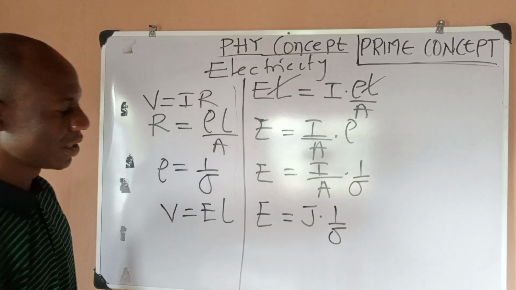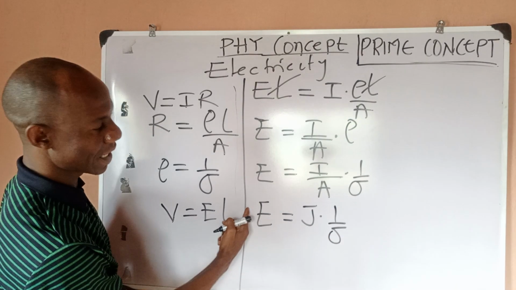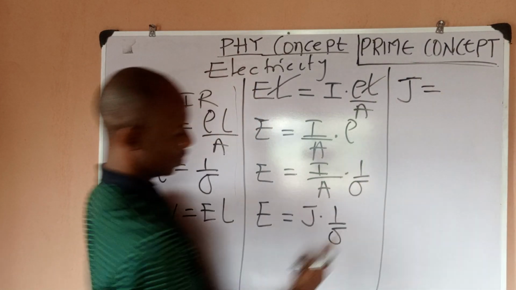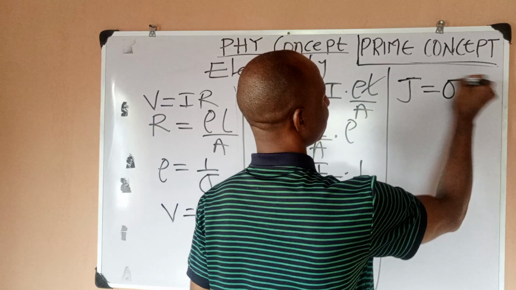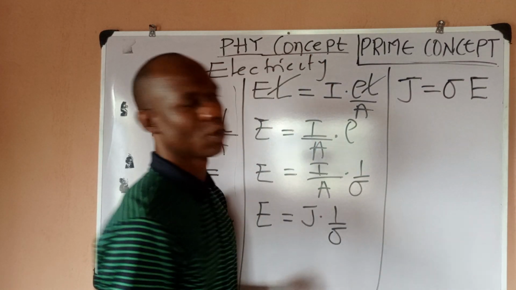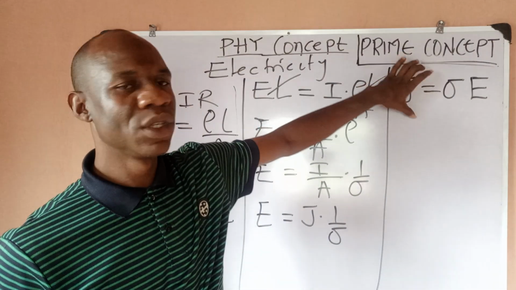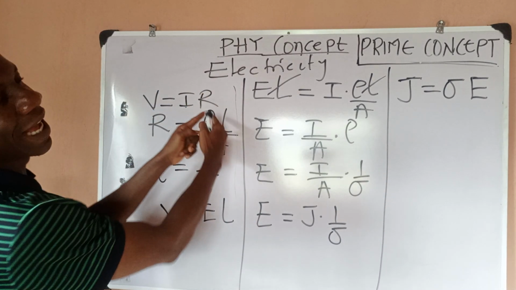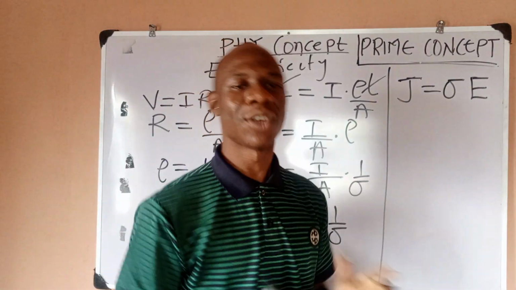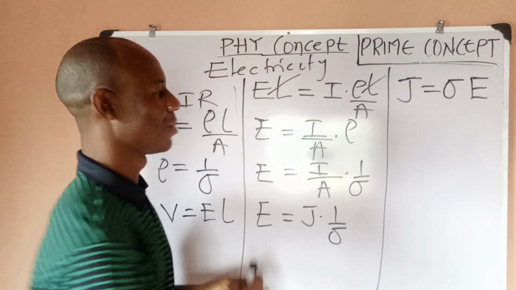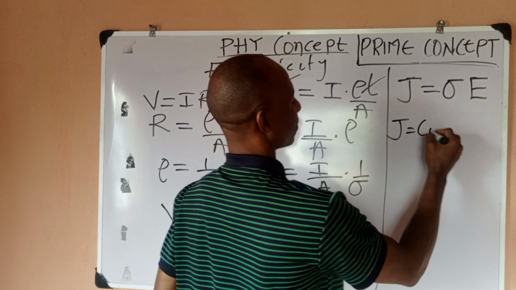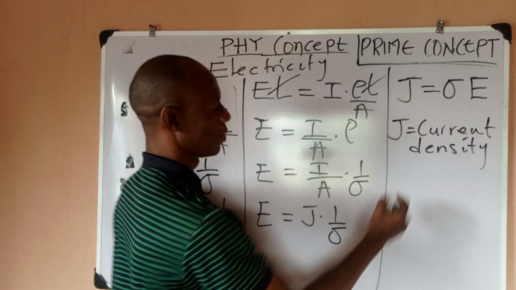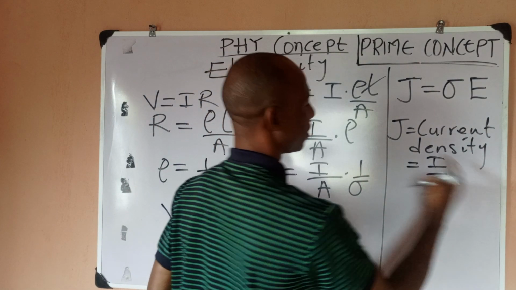So if I make J the subject of the formula, it means this will be multiplying this. I'll then have that J becomes sigma times E. So this is what we have. This formula you're seeing here is what we know as another relationship for Ohm's law. So this is not just Ohm's law, V equals IR. J equals sigma E is also known as Ohm's law relationship, where J in this case is what? Our current density. So J is called current density, which is actually I over A. So you should note that.